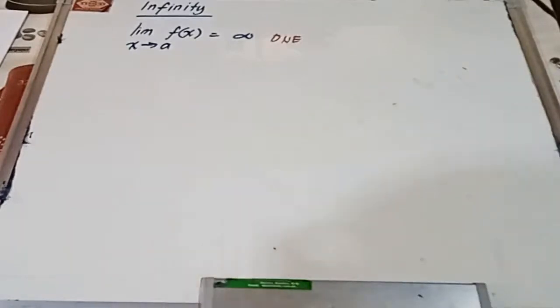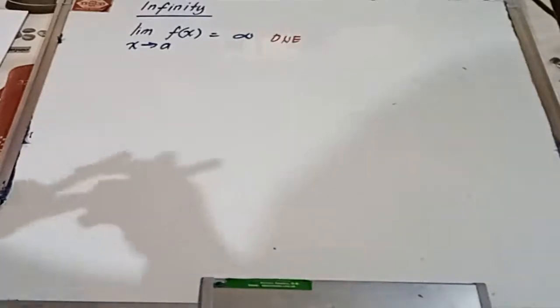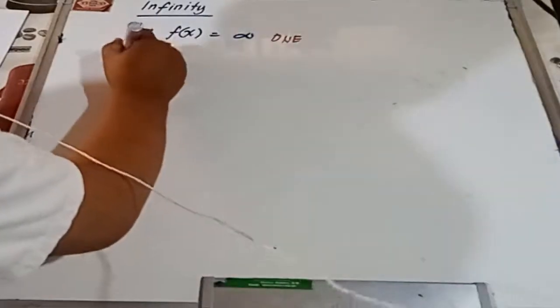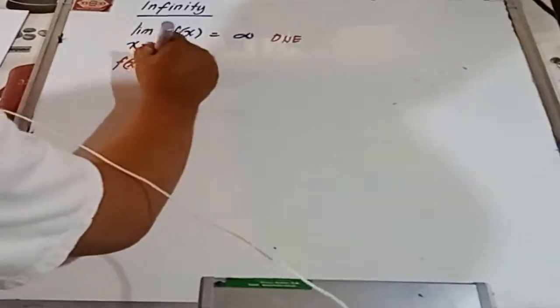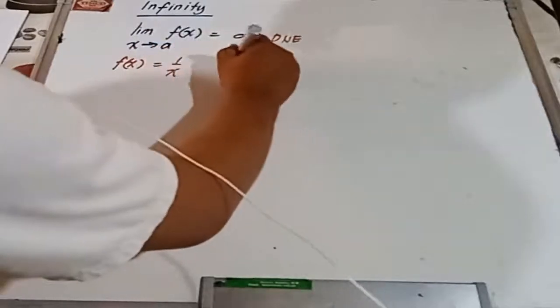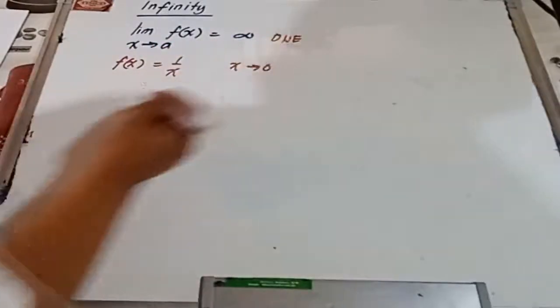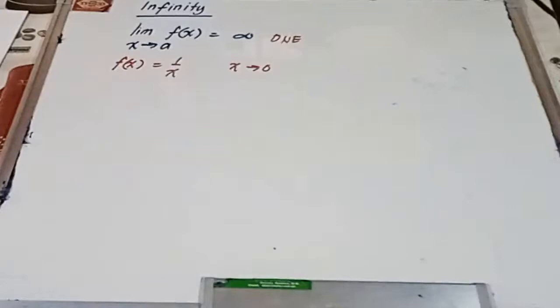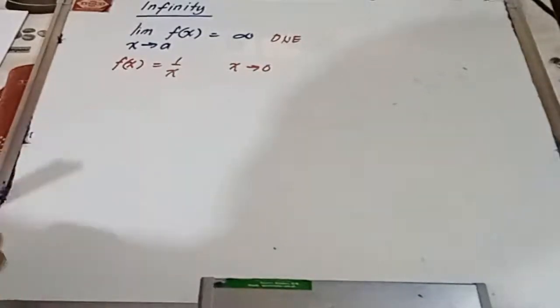Okay? So let us consider the function f of x equals 1 over x. Okay, ito. Consider natin to. f of x equals 1 over x. Let's say x is approaching 0. Okay. Gawa tayong table of values para maintindihan natin mabuti kung anong nangyayari dun sa ating f of x habang yung ating x is approaching 0.